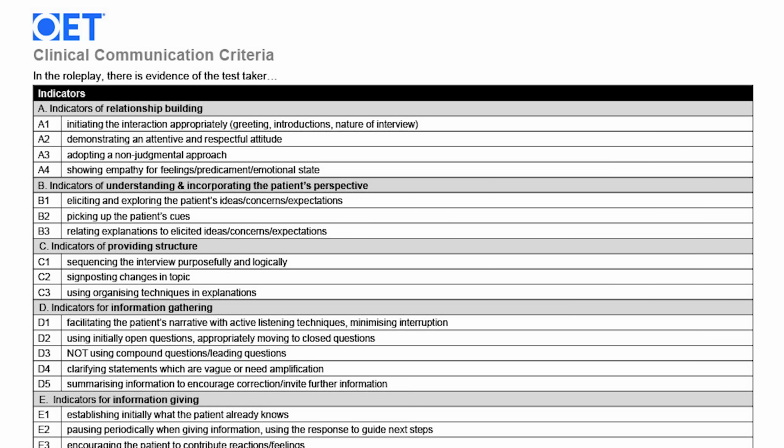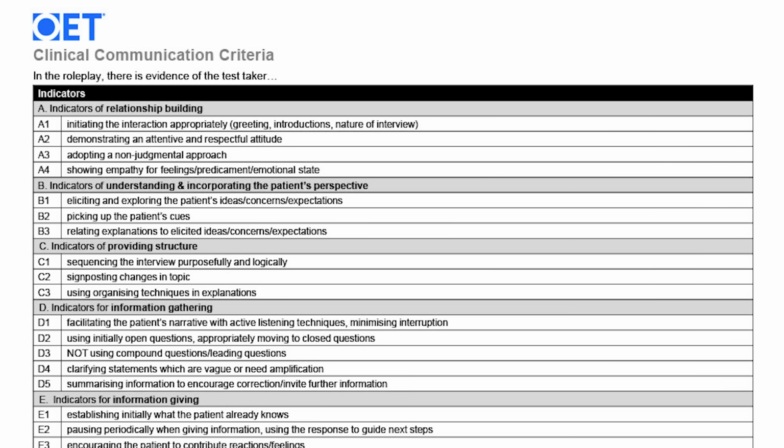For understanding the patient's perspective, clinical indicator B, the student would have received a score of 4 out of 5. The student acknowledged the anxiety but failed at indicator B2, picking up on the patient's cues. When the patient said, "I'm afraid I'm going to die," the student moved too quickly to medical tests. A higher scoring response requires indicator B1, exploring the patient's concerns. Instead of just saying, "I can see this is frightening," you should ask, "Can you tell me more about what's worrying you specifically?" This would likely reveal the fear surrounding her father's early death.